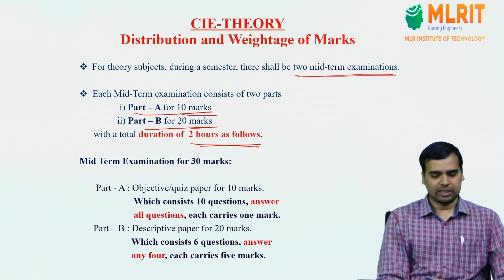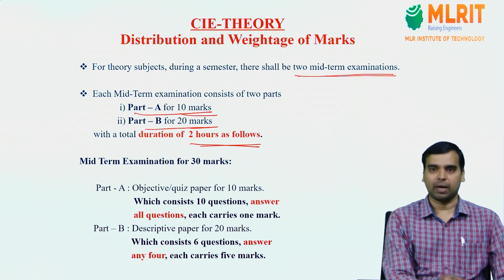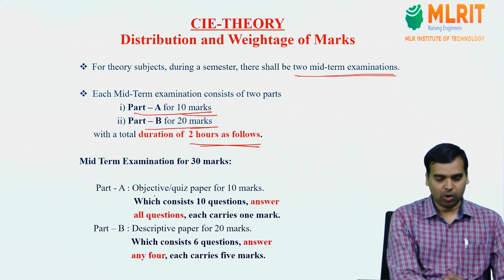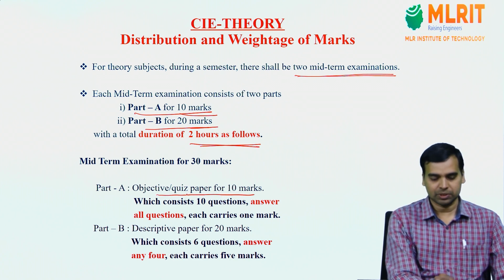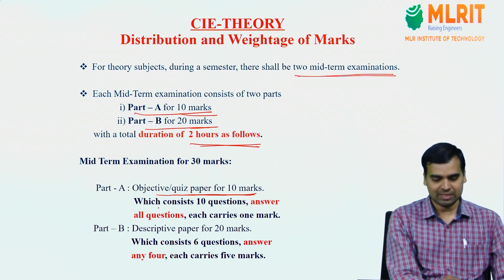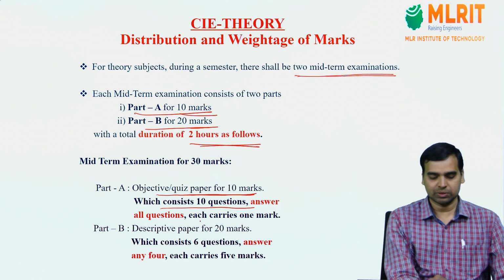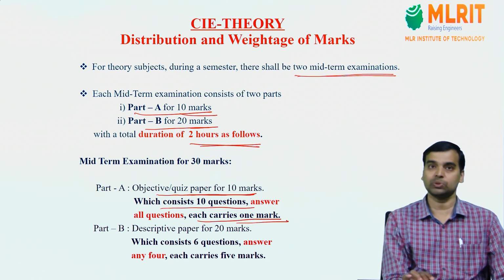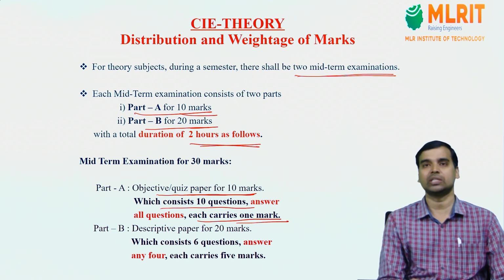Midterm exam for 30 marks. In part A, there will be objective or quiz type questions for 10 marks, meaning there will be 10 questions, either objective or quiz type. Each question carries 1 mark. Answer all questions, each carries 1 mark. There is no choice in these objective and quiz questions.